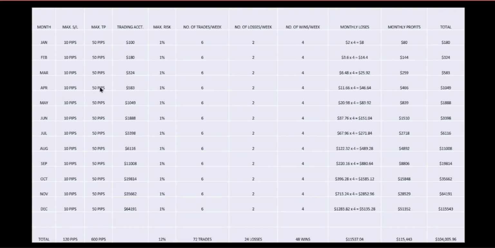Now, stop loss, take profit, constant. And then our trading account will now change from $324 to $583 that you find here. All right? So this is $583. And then our risk, maximum risk, remains constant, which is 1%. And the number of trades per week is 6. And the number of losses is 2. And then the number of wins per week is 4. And then we now have $11.66 times 4. And we now have $46.64. That is what we are going to be losing in the month of April.